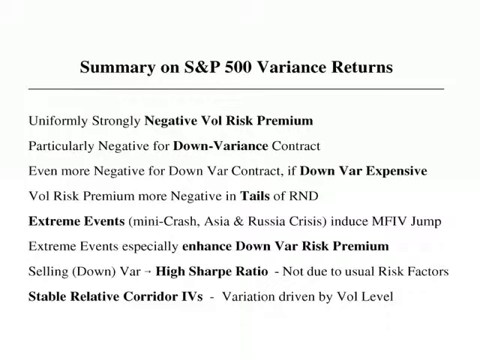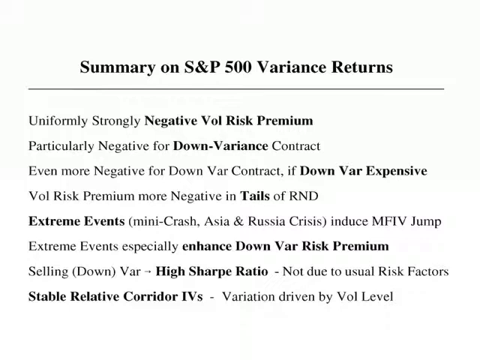There's a uniformly strong negative volatility risk premium. It's particularly large on the down variance contract. It's actually quite small on the up variance. Even more negative for the down variance contract when down variance is already expensive. So when people are pricing in very expensive premia, the variance risk premium seems to be even more negative. It's also more negative in the tails.